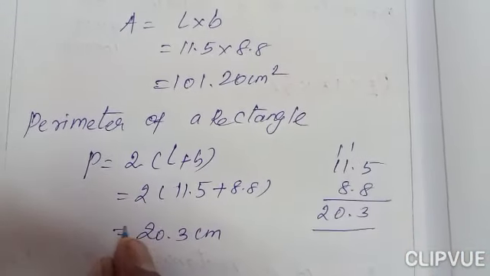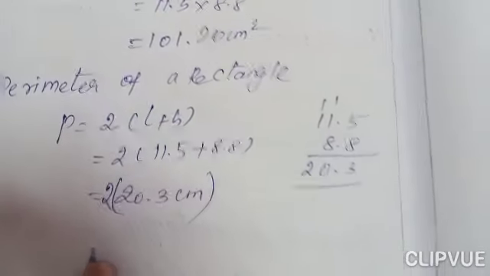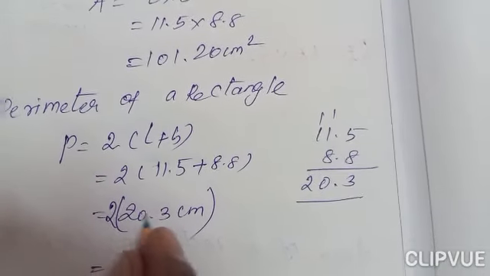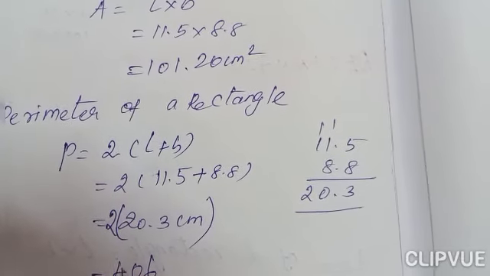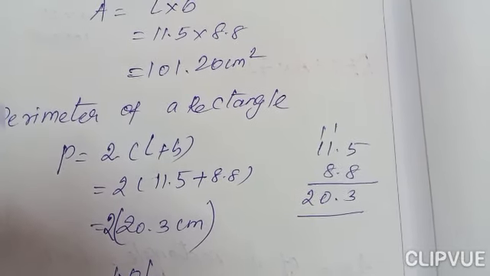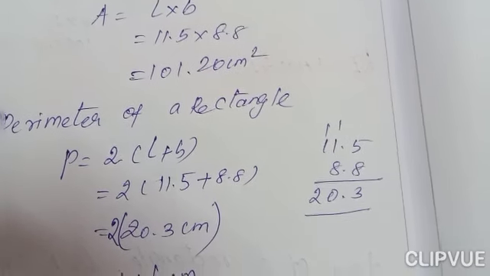11.5 plus 8.8 equals 20.3. Look here, we are multiplying by 2. 2 3s are 6, 0, 2 2s are 4. So 40.6 centimeter is the perimeter of the rectangle.